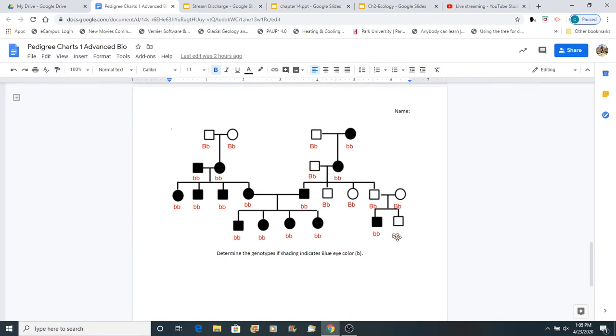This one down here is the only one that is, in fact, a question mark. We know by looking at them, and because of the shading, they did not have blue eyes, so they have brown eyes. So the question is, can we determine the second allele? And the answer is no. It could be big B, big B, or big B, little b. In that case, we put a question mark.